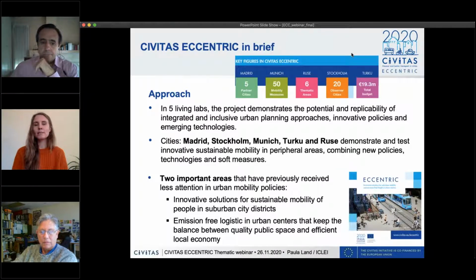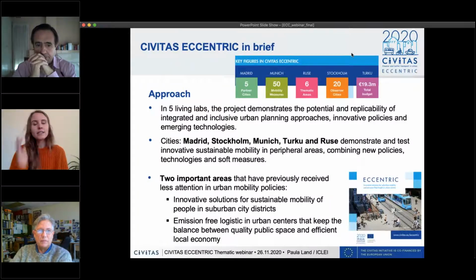And it also looked at emission-free logistics in urban centers that keep the balance between quality public space and efficient local economy. So the topic of logistics and freight was also important. We had another webinar about this, and there's a recording available online if you're interested in the topic of logistics and freight as well.